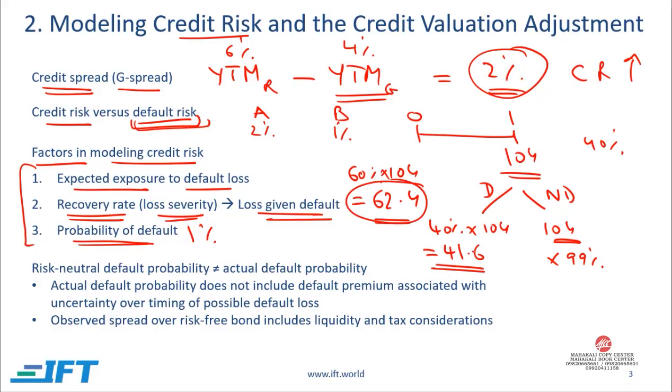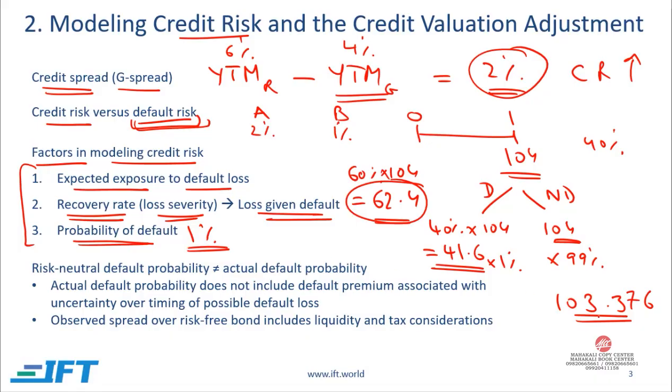So we take 41.6, which is how much we would recover if there is a default, and then multiply this by 1%. When we do this calculation, 41.6 into 1% plus 104 into 99%, we get 103.376. So this is the expected value at the end of year 1, given the actual default probability.